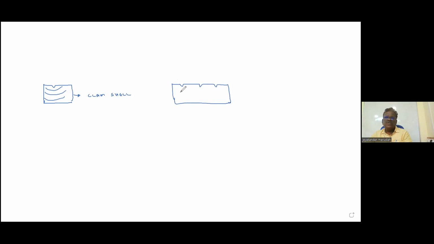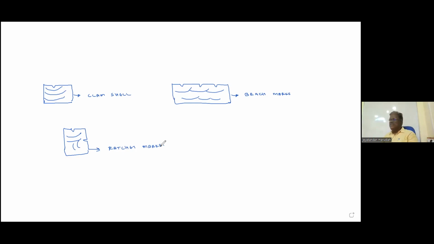these clamshell marks will overlap. These are called beach marks. On a beach, the sand has line marks. Suppose there are notches in different directions. Here also they will have markings. These are called ratchet marks. So please copy this. A fatigue failure can be characterized by a clamshell when there is a single notch. Multiple notches will have beach marks. Different directions will have ratchet marks.